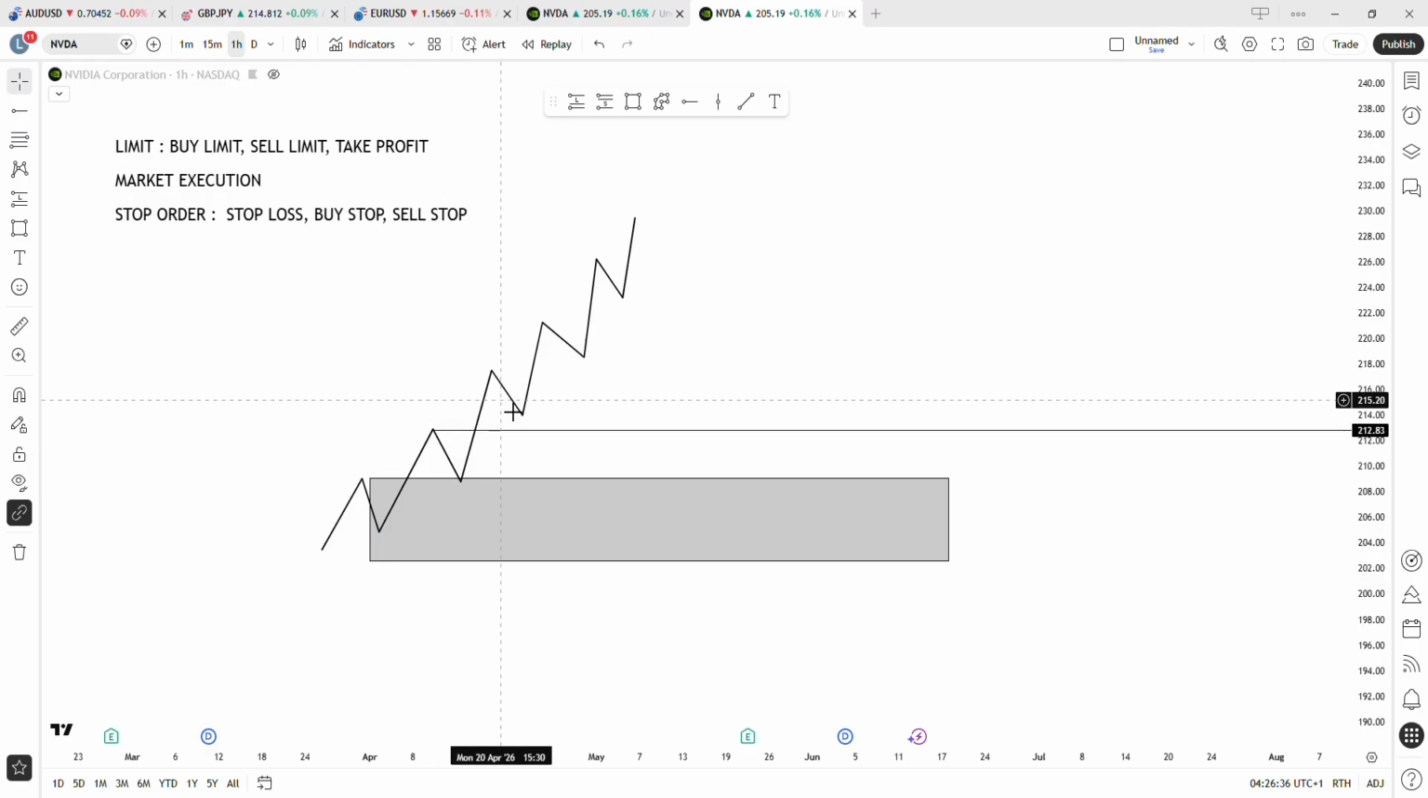So it's no longer like price coming down to tap you, it is price going up and you want to buy along with it. Okay, that's a buy stop. So as price is trending, you buy.